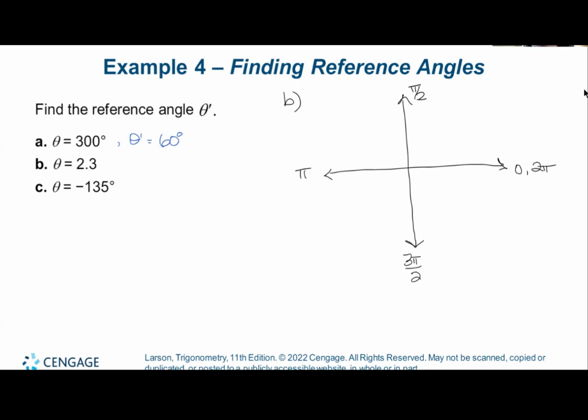If you're not sure, use your calculator. Make sure you know how to set it up so that it doesn't just give you pi back. It'll give you the decimal. So you can see exactly how much pi over 2 is, exactly how much pi is, and convince yourself that 2.3 is in between those. So 2.3 is in quadrant 2 somewhere.